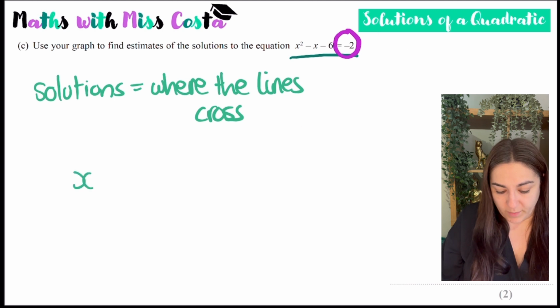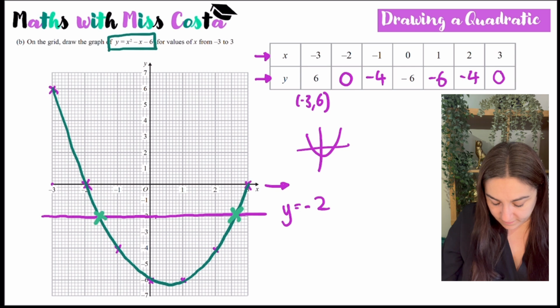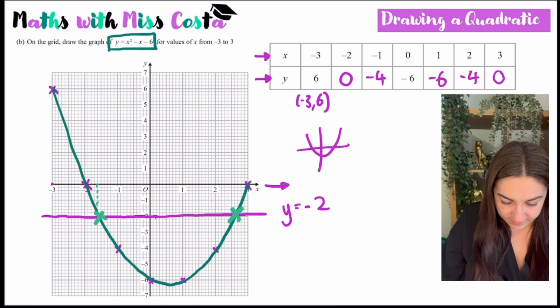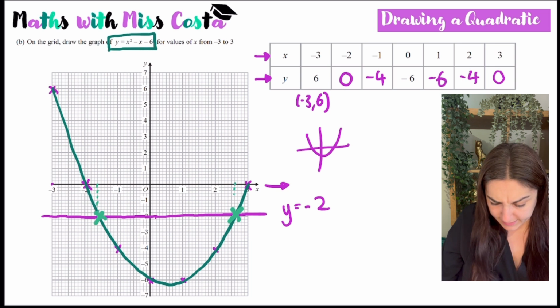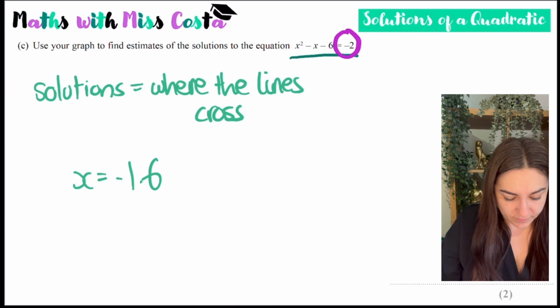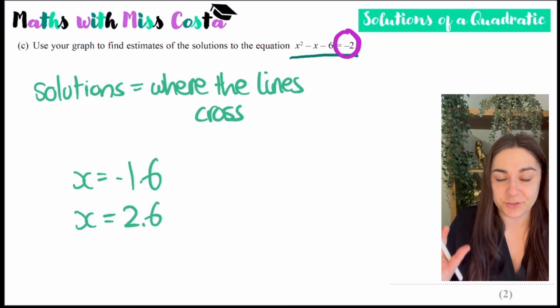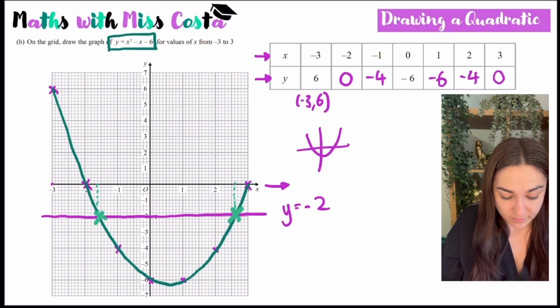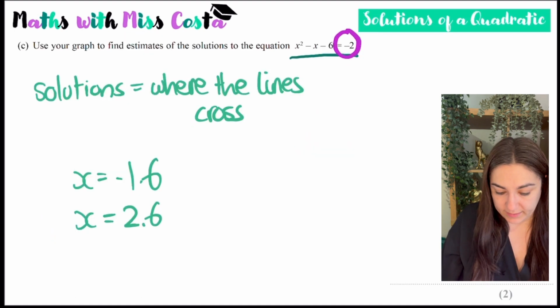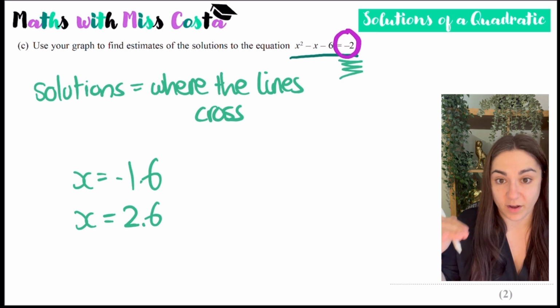So it would be when x is minus 1.6, and then over here that looks like 2.6. So what I did is I read this coordinate where it crosses, and this coordinate here. So that is what my solutions would be. So whenever you're finding estimates of a solution from a graph, just draw a straight line. In this case, it said minus 2. So I draw the line y equals minus 2, and then just say where the graph meets the straight line.